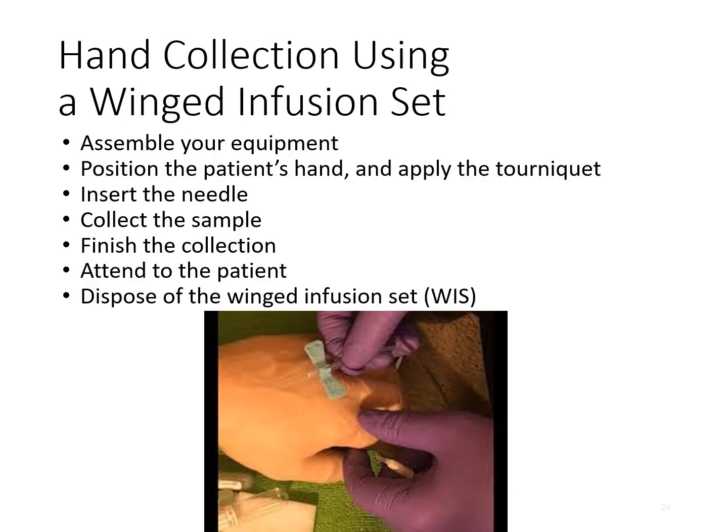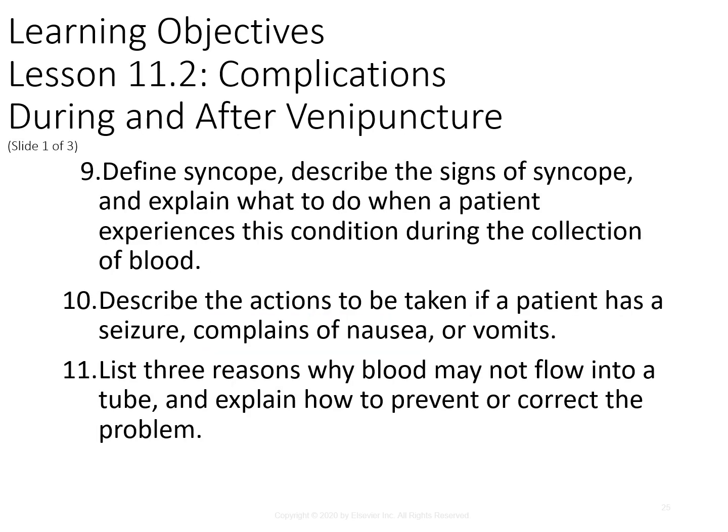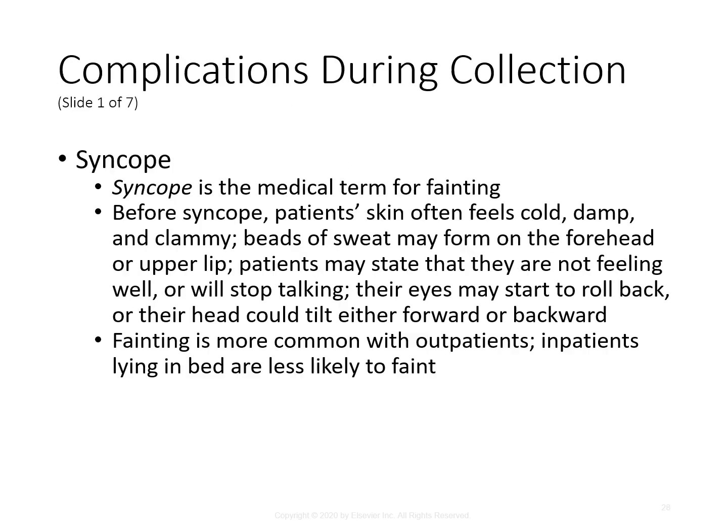The tourniquet is usually going to be up by the wrist, maybe a little bit higher than the wrist on the arm. Once you have found the vein and have cleaned appropriately, you're going to insert the needle. Then you're going to collect the sample and finish the collection. You're going to attend to the patient and then dispose of that needle into the puncture-proof biohazard container.